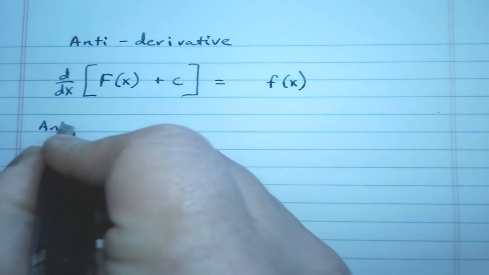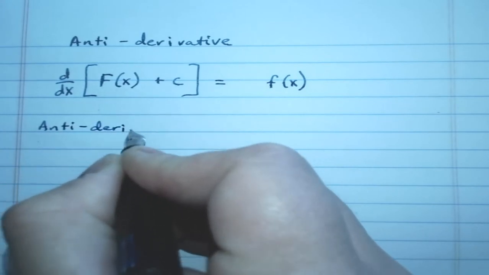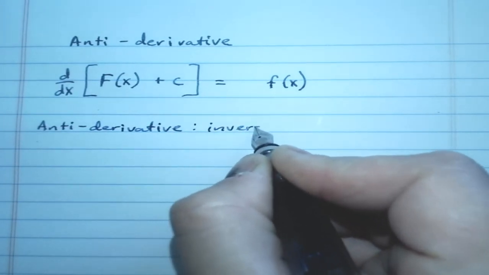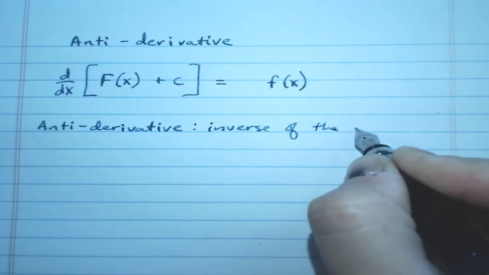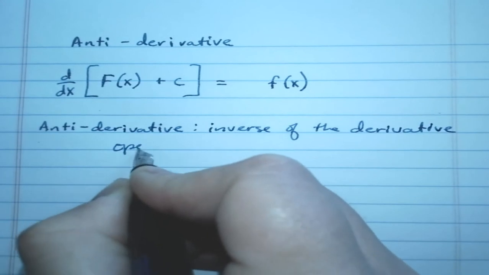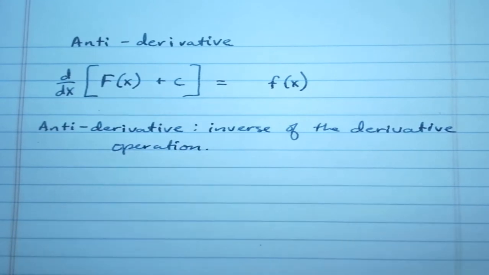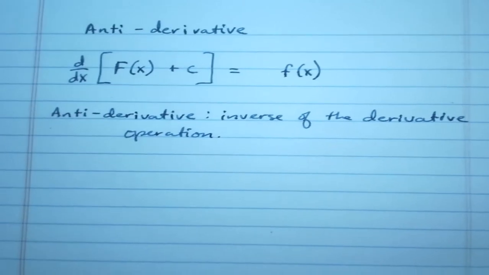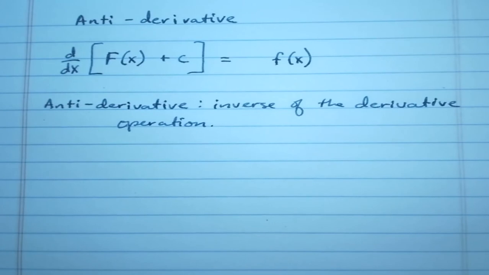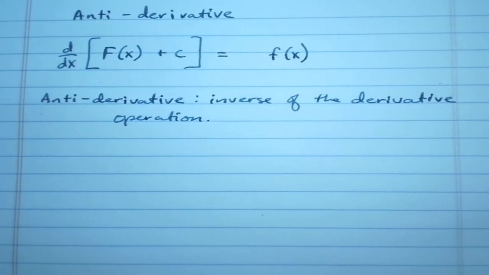So the antiderivative is the inverse of the derivative operation. Okay, it's the inverse of the derivative. And what do we know about inverse functions? Well, inverse functions undo whatever the original function did. So if you add 5 and then I subtract 5, I just undid what you did, because addition and subtraction are inverses.